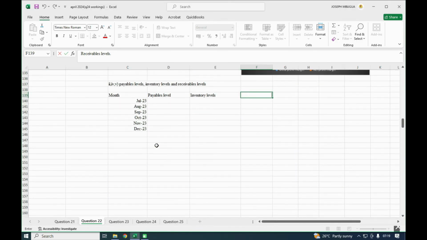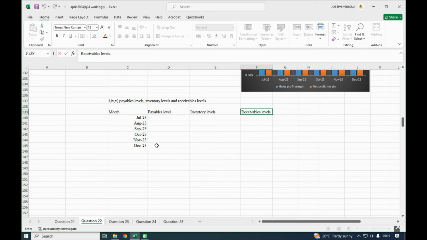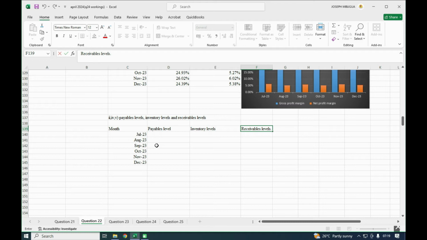So when we are dealing with payable level, it is like the number of times. So payable levels, we have to calculate the payable levels. Payable level equals cost of sales over accounts payable. Cost of sales, and you divide by payables.